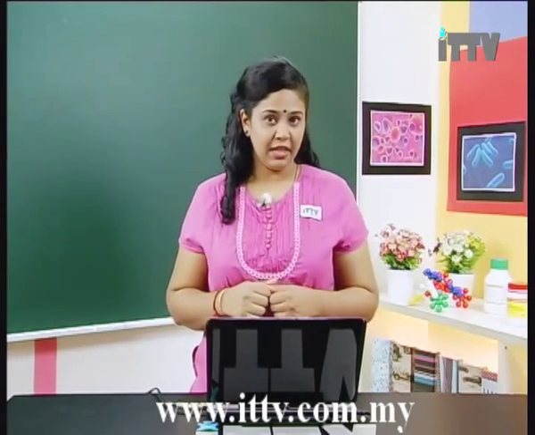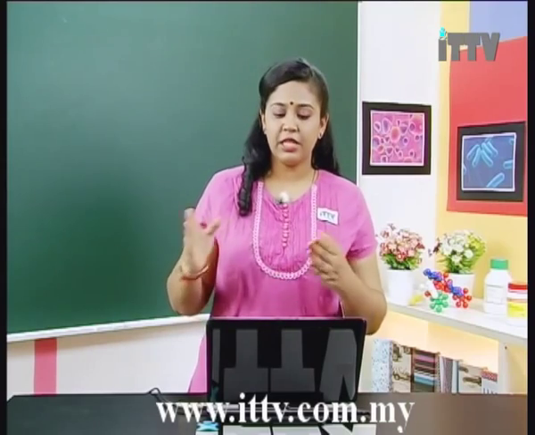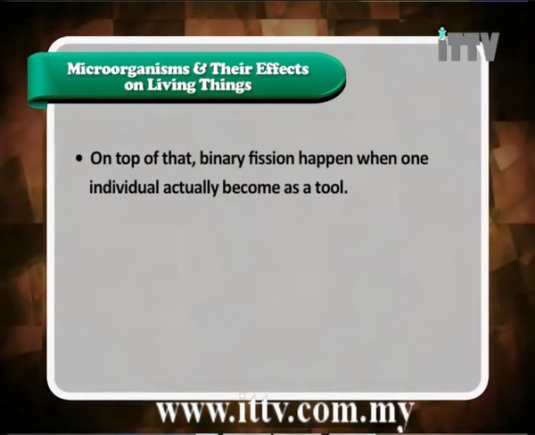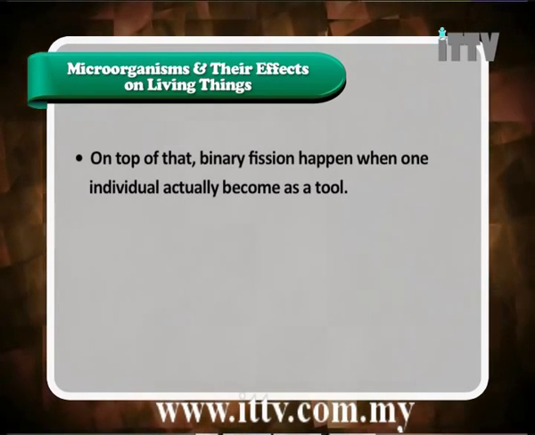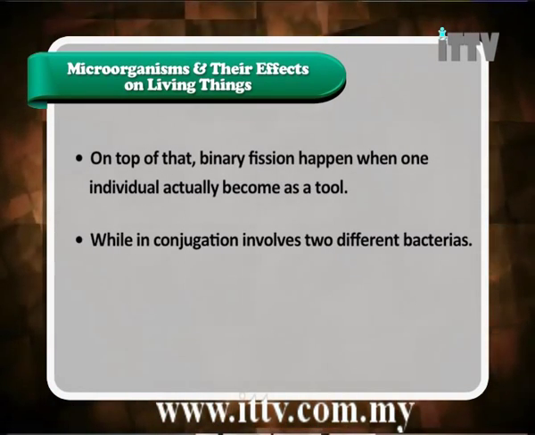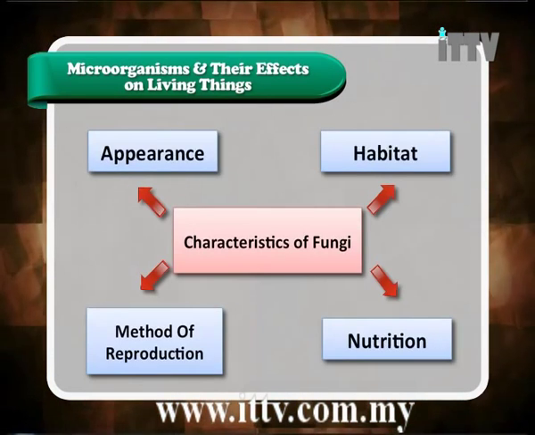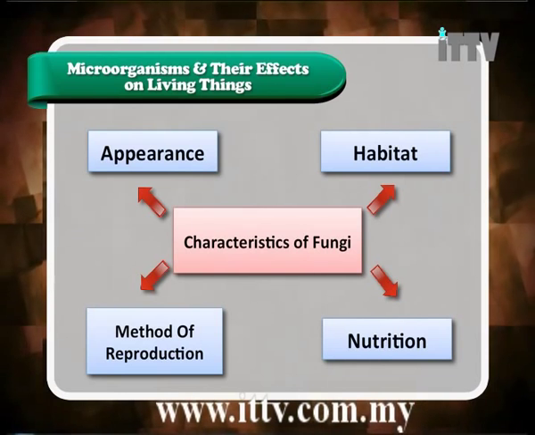Now you have to understand the difference. It all depends on the surrounding condition. When the surrounding condition is not suitable for bacteria, it automatically becomes conjugation. Binary fission happens when the condition is suitable. On top of that, binary fission happens when one individual becomes two, while conjugation involves two different bacteria. Now let's move on to fungi.